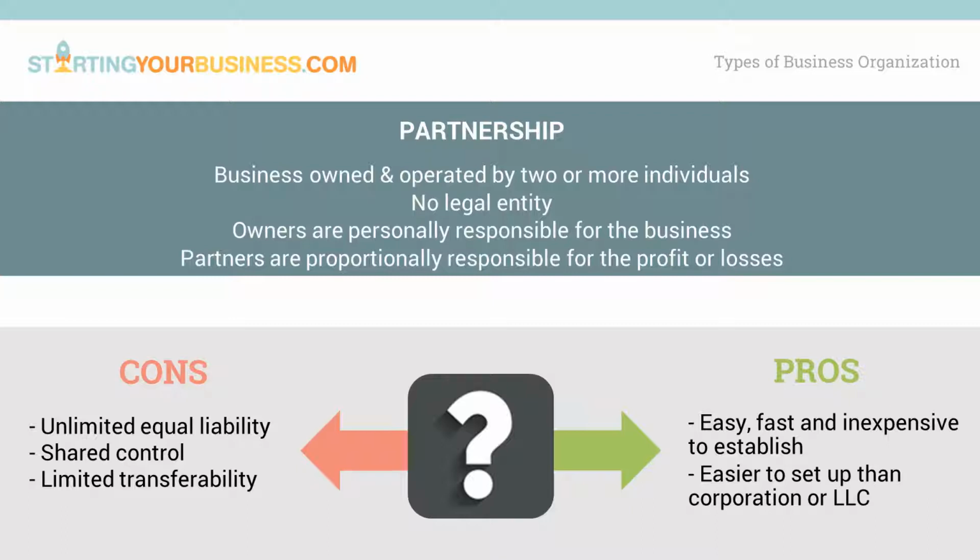Like the sole proprietorship, there are significant downsides, with the primary one being unlimited liability, but this time, if one partner makes a bad business decision, every other partner's personal assets are at risk, making the partnership riskier than the sole proprietorship. Another partnership con includes sharing of control.